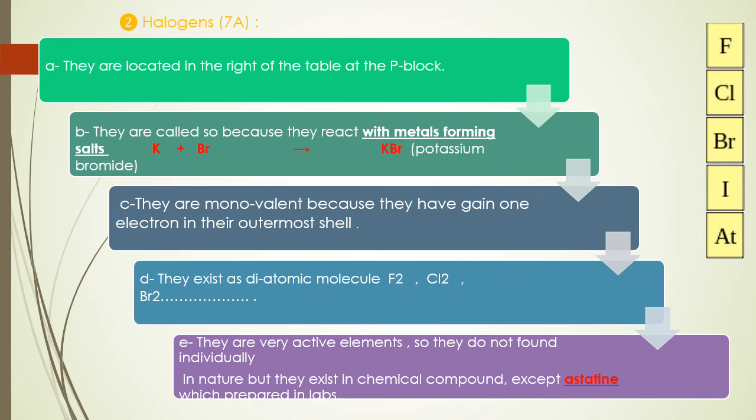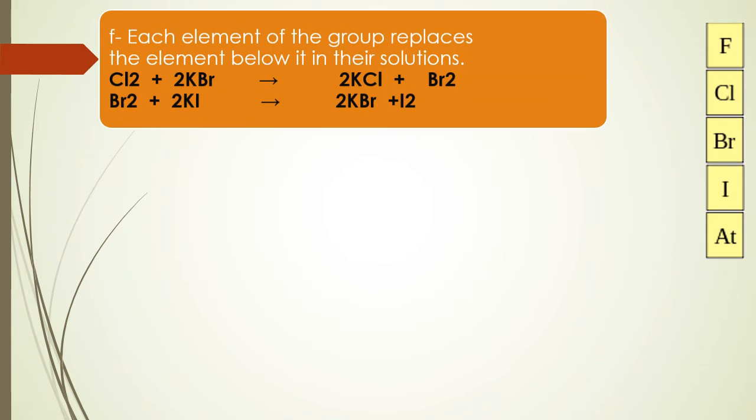They exist as diatomic molecules like fluorine F2, chlorine Cl2, bromine Br2. They are very active, so they can't be found individually in nature except astatine. So each element of group 7A replaces the element that is below it in their solution.